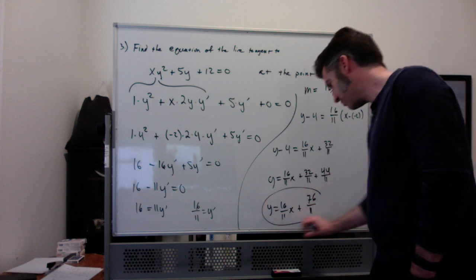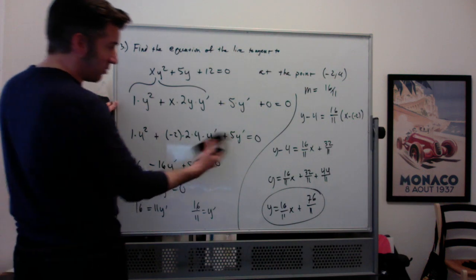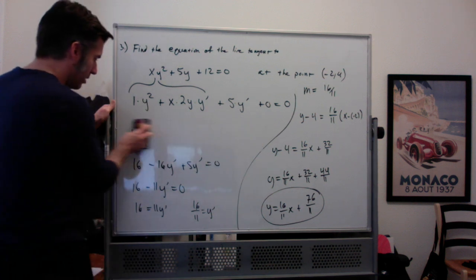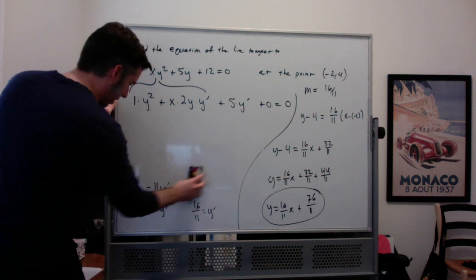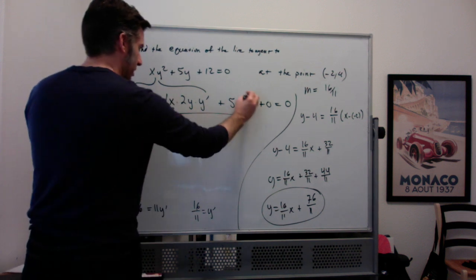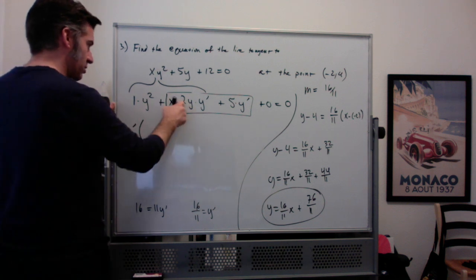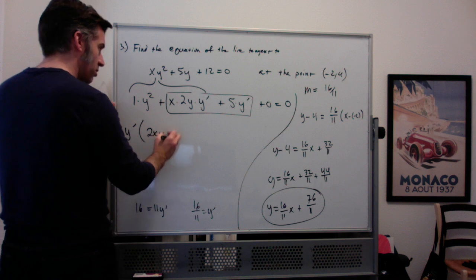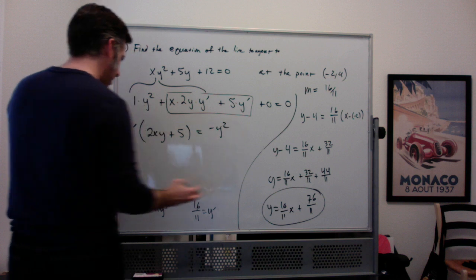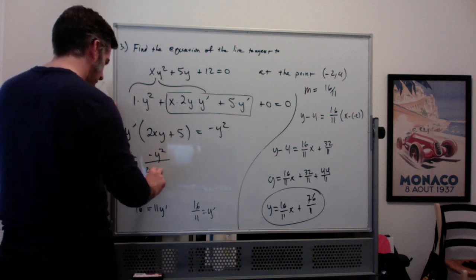76/11. We also could have actually solved for the derivative here. Instead of plugging in points right here for x and y, we could have gone ahead and said, okay, I'm going to solve for y prime, so keeping these two things on the same side and factoring out the y prime, you get y prime times 2xy plus 5 equals, you bring this over, -y squared, and then y prime equals -y squared over 2xy plus 5.